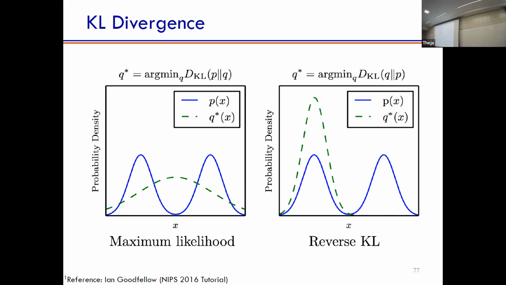And here this is just showing what the best approximation from your approximating family would be, depending on where Q is. Okay.